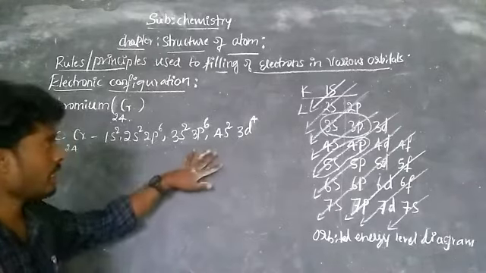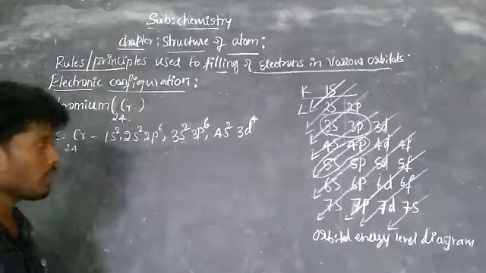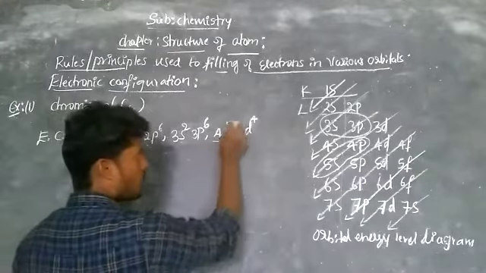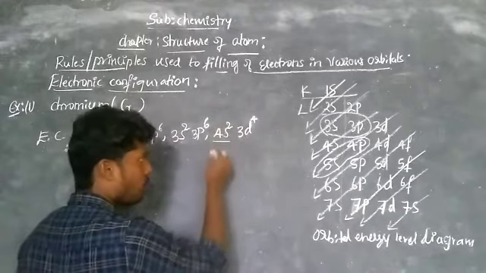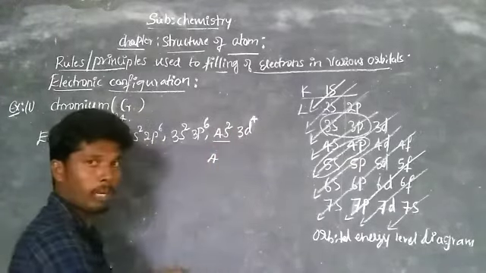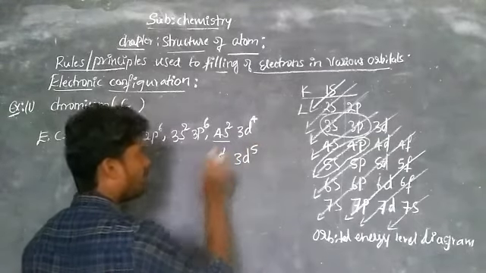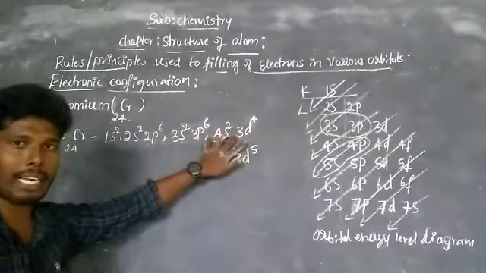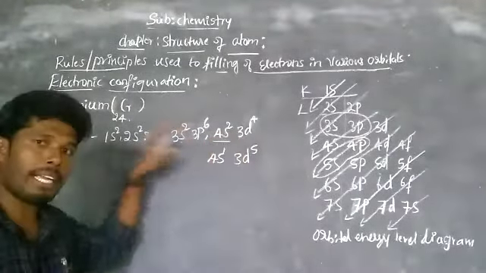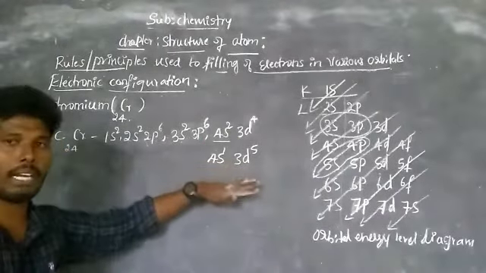But actually this is the wrong filling of electrons, because here 4s2 has 2 electrons and 3d4 has 4 electrons, but the actual electronic configuration in the outermost shell is 4s1 and 3d5. That means we should fill by applying all these rules, and the electronic configuration comes like this. But in our element chromium it is not like this, it is 4s1 and 3d5.